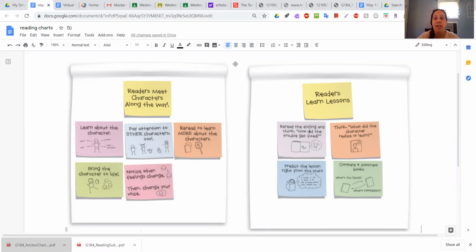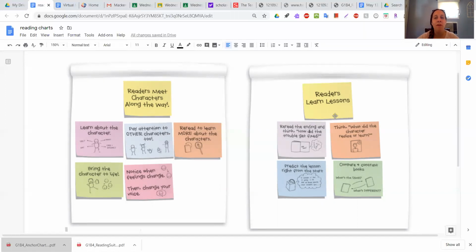So if we look at the strategies here, we have readers meet characters along the way. And one of the first strategies we learned was to learn about the character. Then we talked about paying attention to what other characters do in order to get to know our character. We also talked about rereading to learn more about characters. We brought our characters to life by changing our voices to sound like the characters. And when we noticed their feelings changed, we changed our voice too.